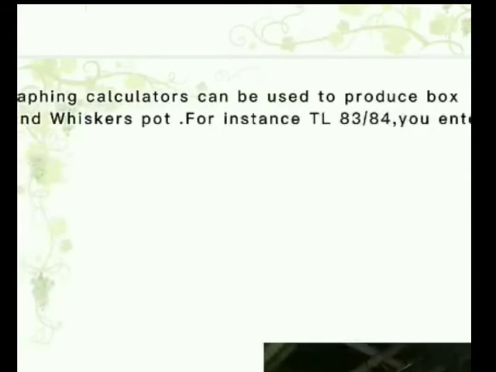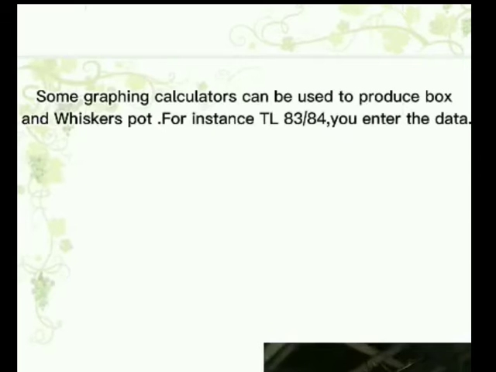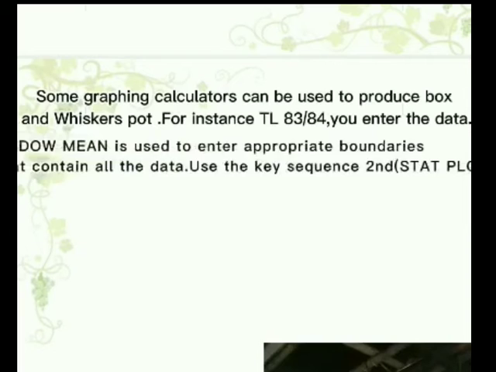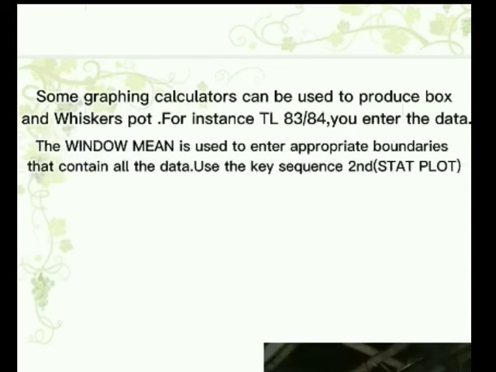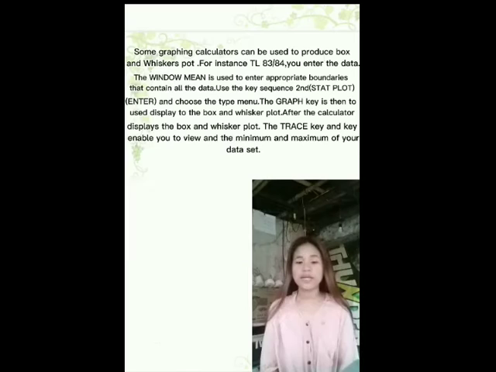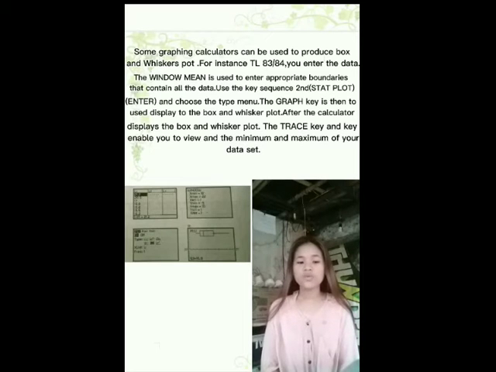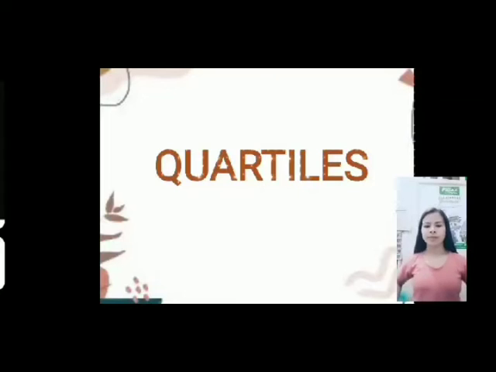Some graphing calculators can be used to produce box and whisker plots. For instance, on the TI-83/84, you enter the data in a list. The window menu is used to enter appropriate boundaries that contain all the data. For the box and whisker plot, the key enables you to view the minimum and maximum.